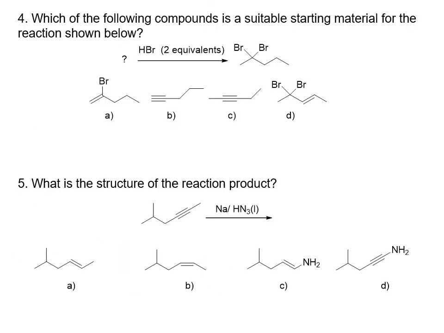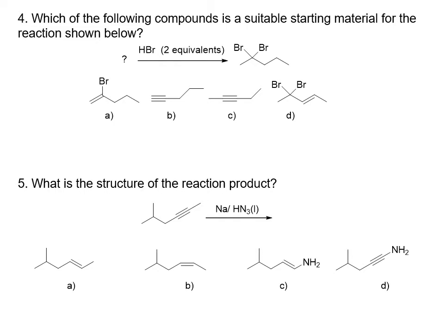Which of the following compounds is a suitable starting material for the reaction shown below? We have reaction of unknown compound with 2 equivalents of hydrogen bromide. Note that 2 equivalents of hydrogen bromide are involved, so stoichiometry is important, and product is 2,2-dibromopentane. We have to consider each of the 4 possible choices and find out which one is suitable as a starting material for this reaction.